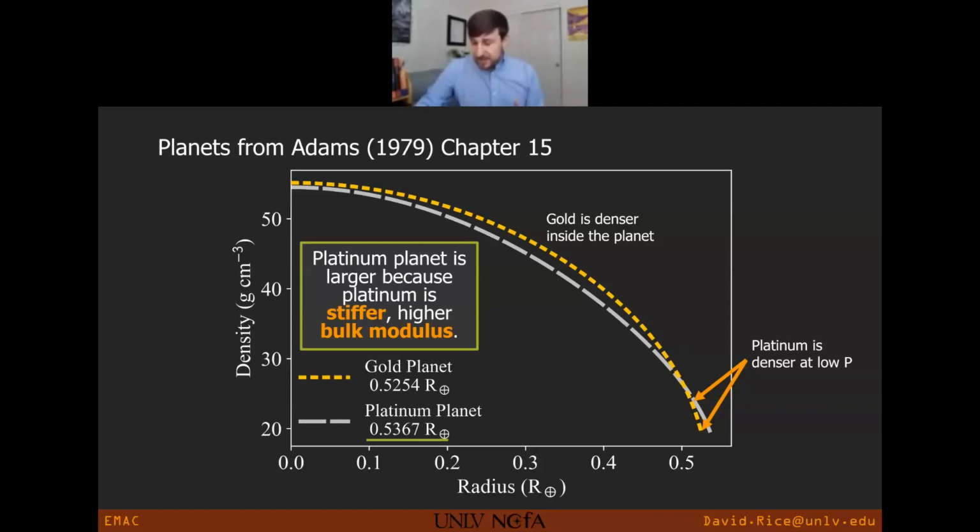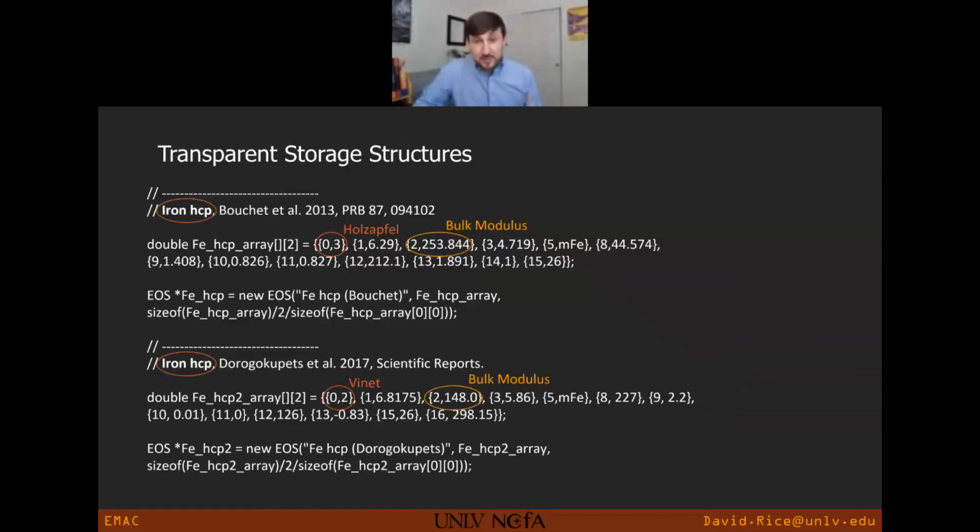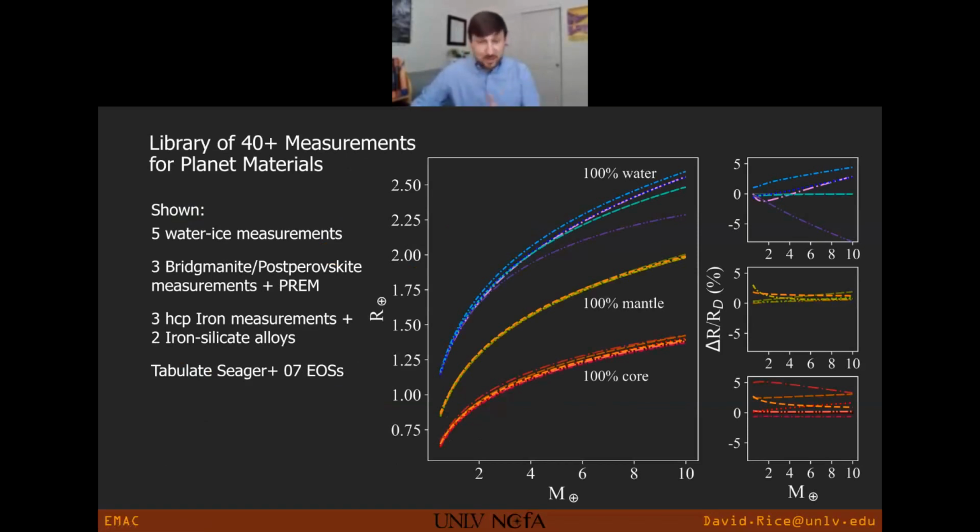And this is a fun example, but this can really matter for different measurements for the same material even. So here's the only slide with the actual code in it. This is our equation of state storage structure for 2 measurements of iron, hexagonal close-packed iron from a 2013 work and a 2017 work. You can see they use different fitting formulas, a Hall-Zeffel and a Binet equation of state. And with those different fitting formulas and their different data, the bulk modulus is cut in about half. And in the code, we have over 40 different measurements for planet materials and measurements for those different materials.